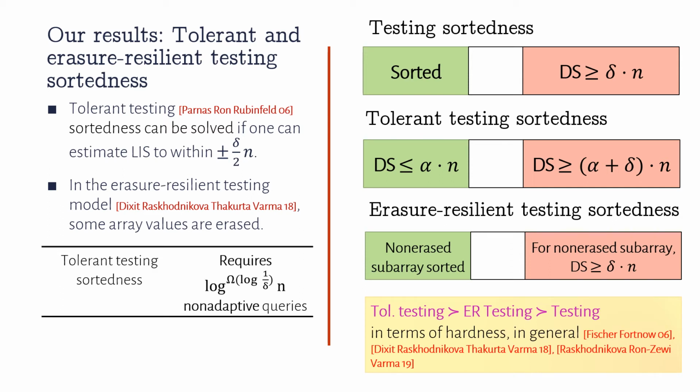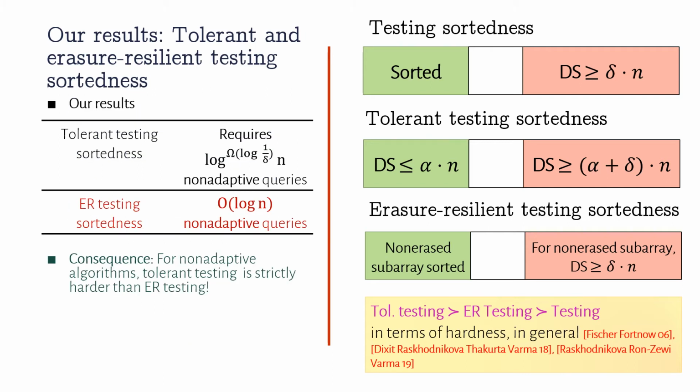The lower bound that we prove on additive error LIS estimation is in fact a lower bound on tolerant testing sortedness. And we actually get a super polylog lower bound on tolerant testing sortedness. In contrast, we show that erasure resilient testing sortedness can be performed non-adaptively using big O of log n queries, thereby separating tolerant and erasure resilient testing models for the well-studied property of sortedness for non-adaptive algorithms.